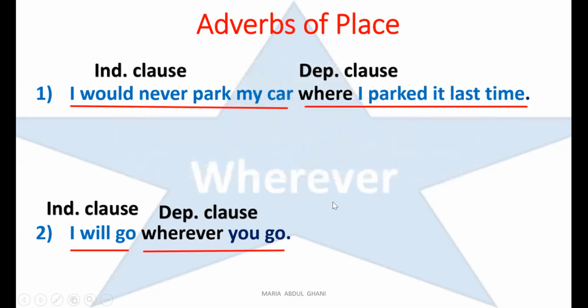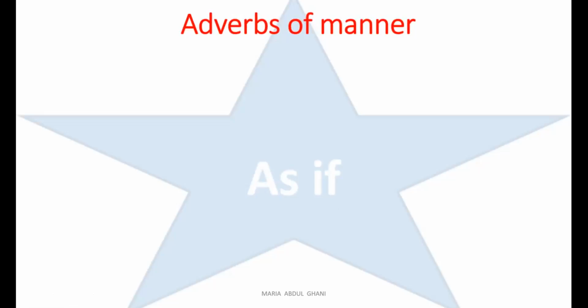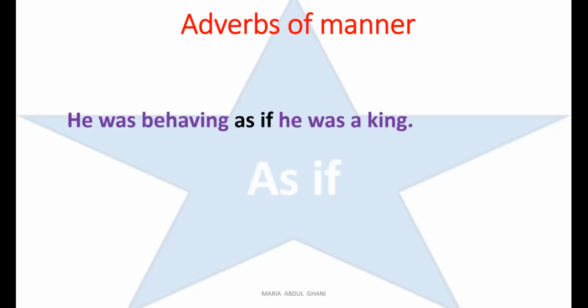Okay, we are over with the adverbs of place. Let's see here the adverbs of manner, the way of behavior. Here we only have one example. He was behaving as if he was a king. As if we are making a comparison. We are comparing this person to a king. Fine. He was behaving as if he was a king.